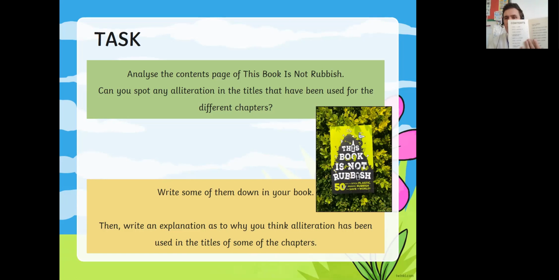I'm going to show you pictures of the contents pages, and what I'd like you to do is see if you can pick out any of the titles that have alliteration used in the titles. In the titles of the chapters. If you notice any, write them down in your book and see if you can write an explanation as to why the author, Isabel Thomas, has chosen to use alliteration for titles in this book. And why particularly in this book? Remember what the purpose of this book is, what it's trying to do. Have a go at that.